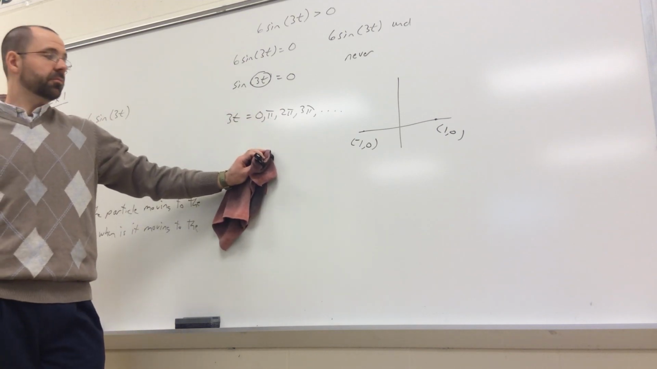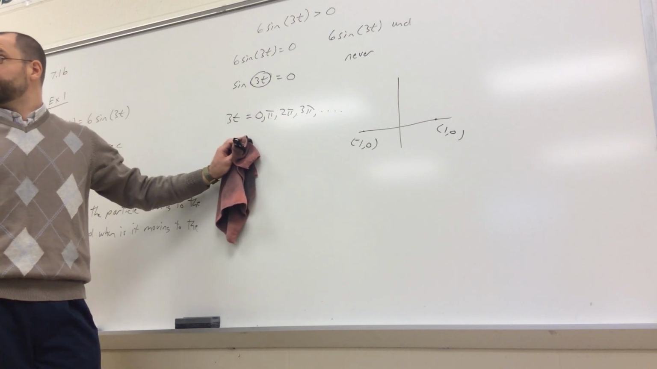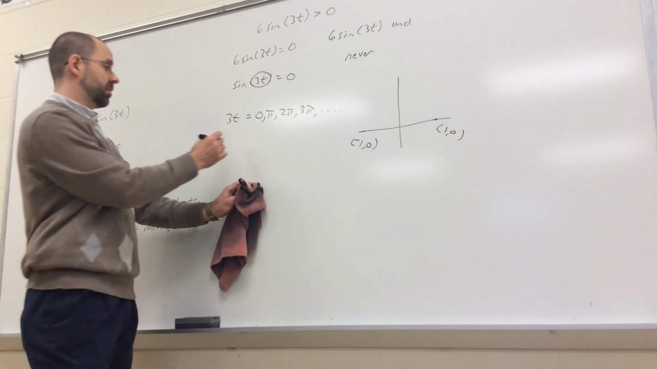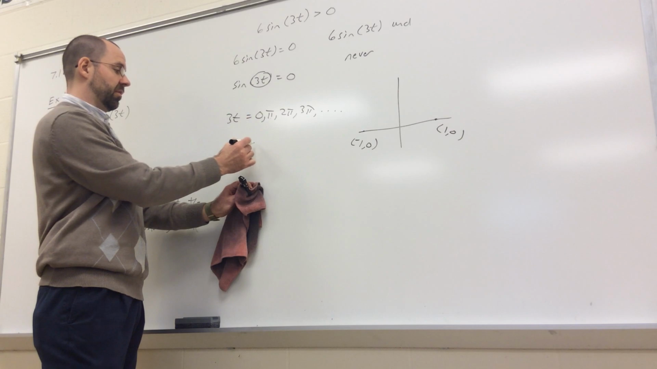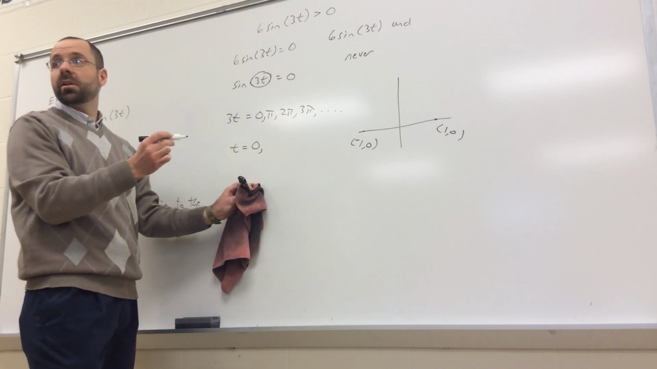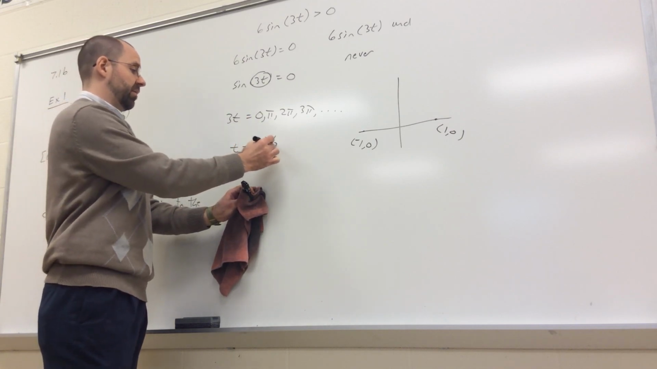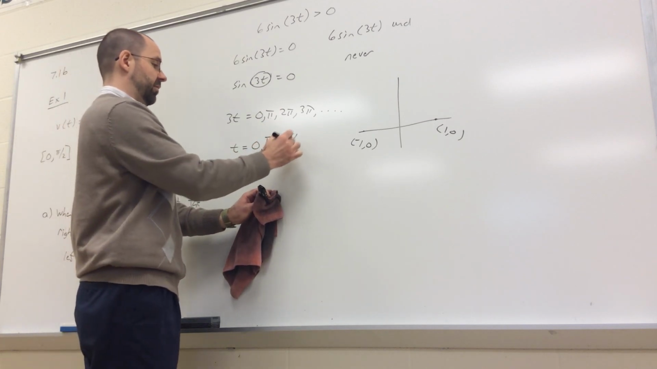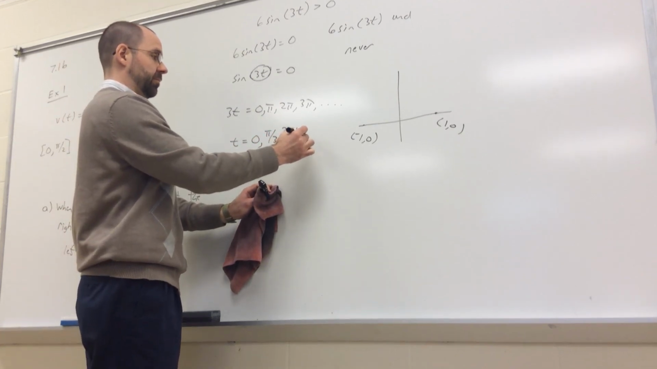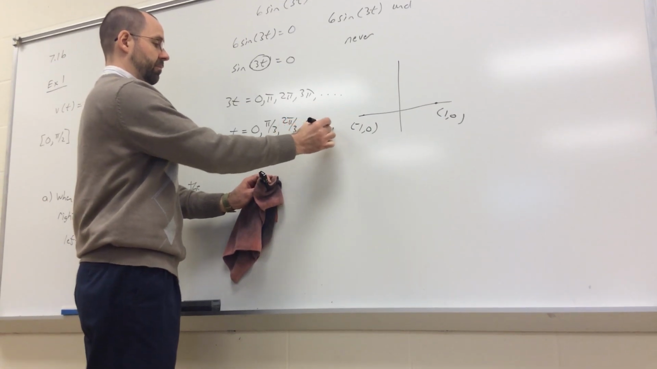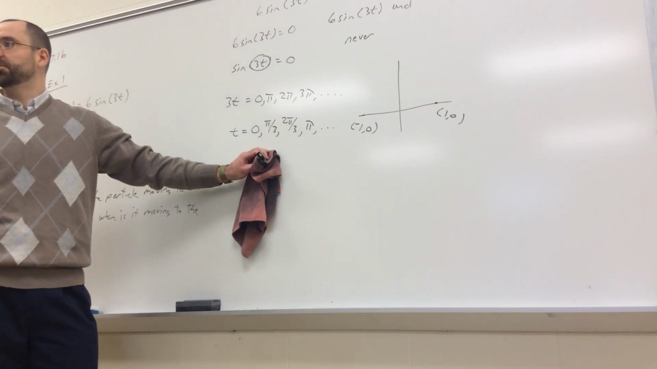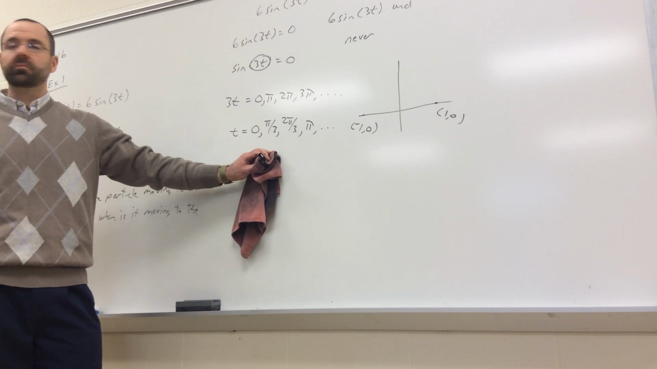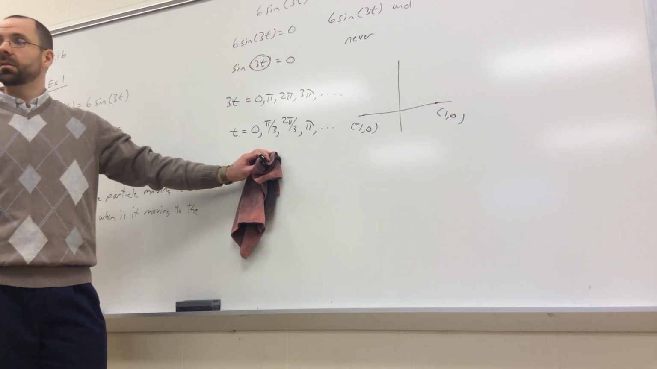Good. And then to solve for t, you just divide the 3 away, right? So 0 divided by 3 is 0. Pi divided by 3 is pi over 3. 2 pi divided by 3 is 2 pi over 3. So you divide them all by 3, right?